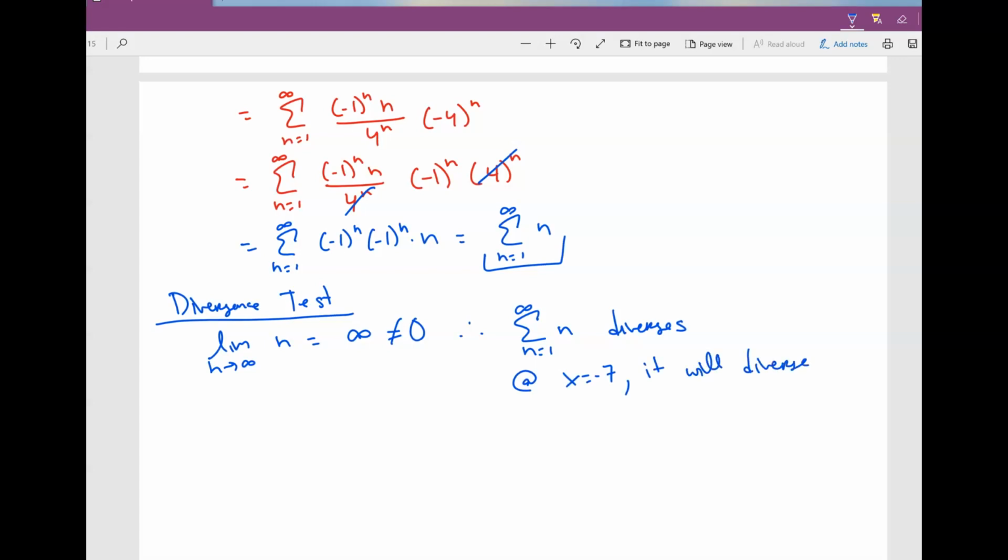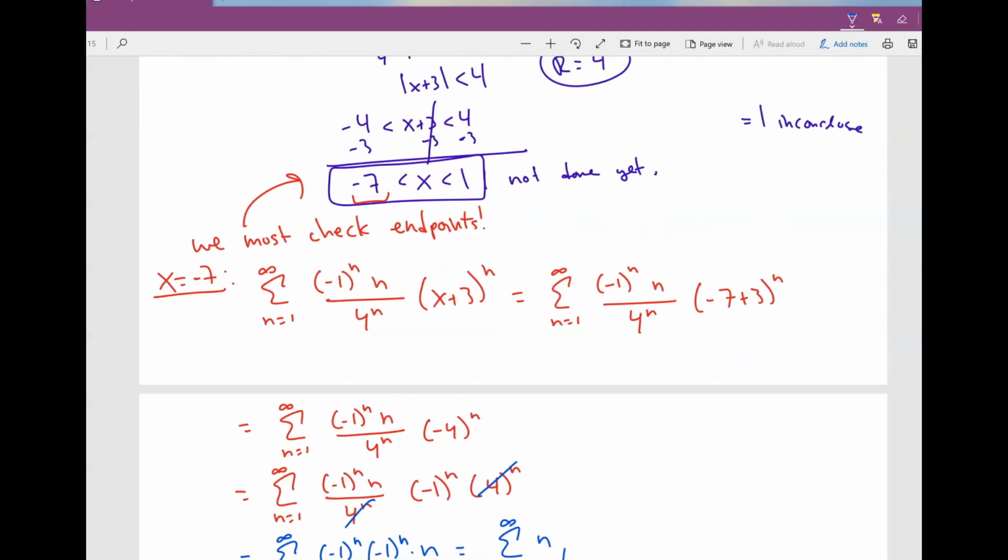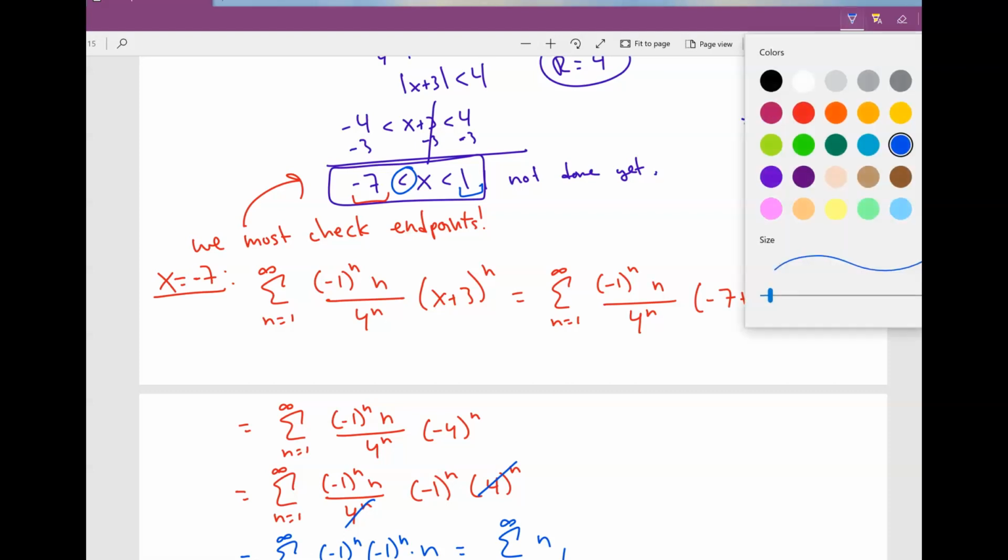So that means I will not include this negative 7. The negative 7 is not included, so it should be a less than. Now, is the 1 going to be included? Well, we have to check the 1 also.